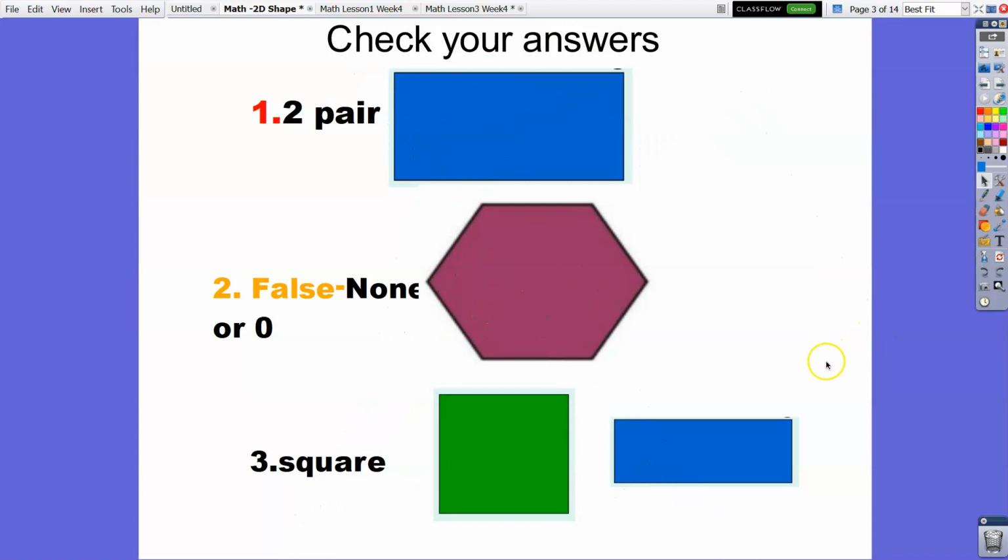Here are the answers. For number 1, there are 2 pairs of parallel lines. Number 2, false. There's no perpendicular line in this shape, the hexagon, because it doesn't form any 90-degree angles. And for number 3, we have a square or a rectangle. It has 4 lines with 4 right angles.